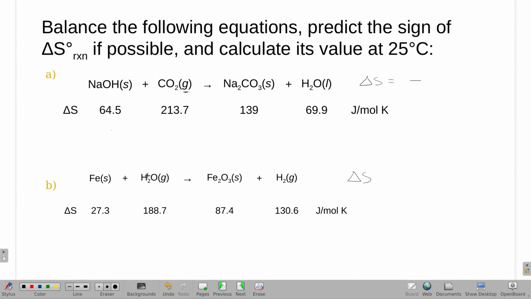And down here in this bottom one, I really can't make that call because I have gases on both sides. So on this one, I'm just going to actually put a question mark.